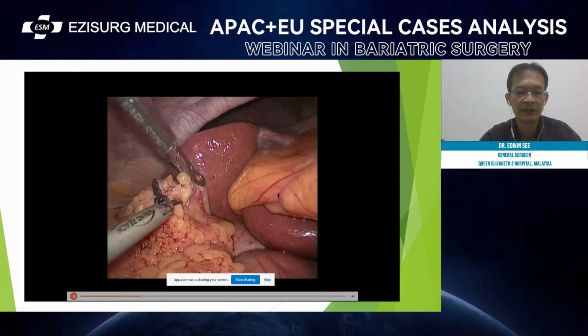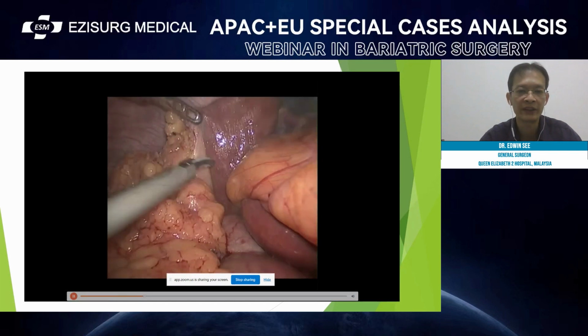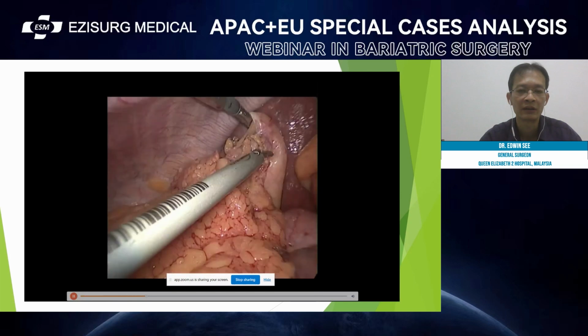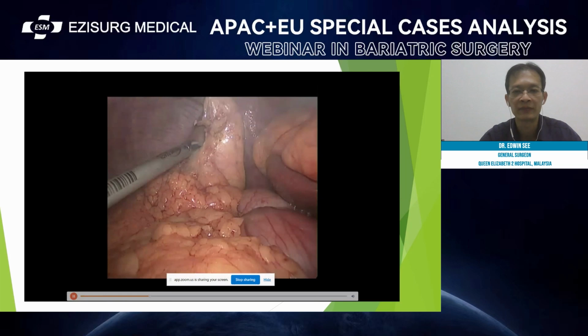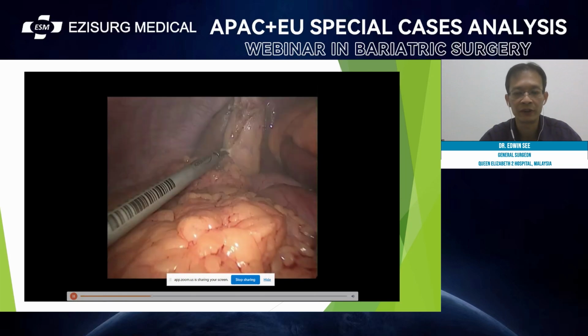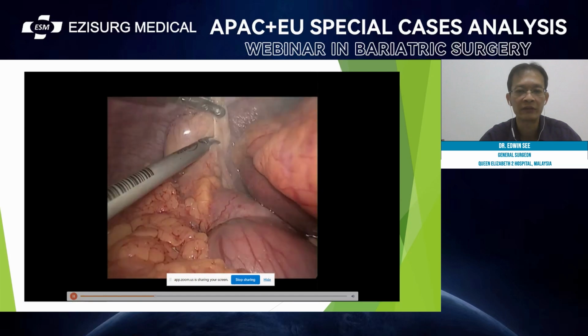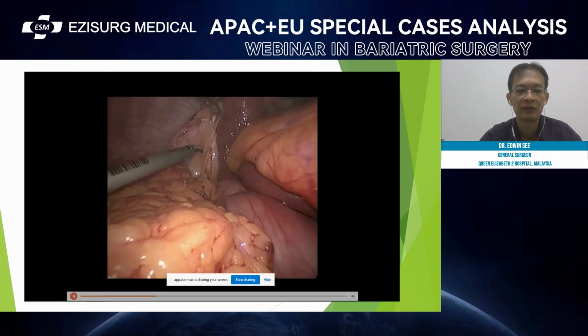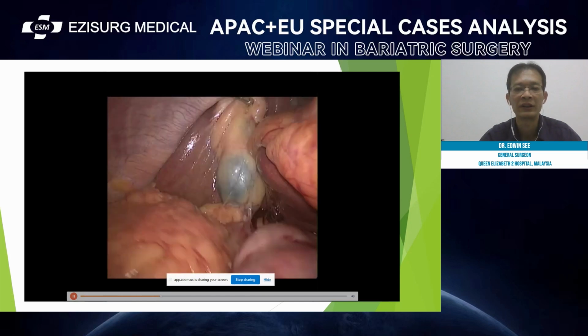Now coming to the gallbladder, as she has had a previous acute cholecystitis episode, that makes the adhesions more, and the surgery may be more challenging, especially with a fatty liver. Again, the gallbladder is retracted up and all the adhesions are released using the energy device, and it's not easy to hold up this gallbladder.